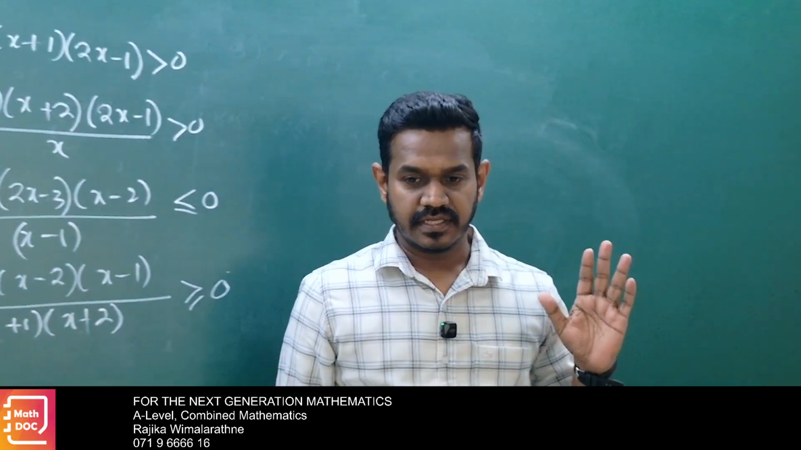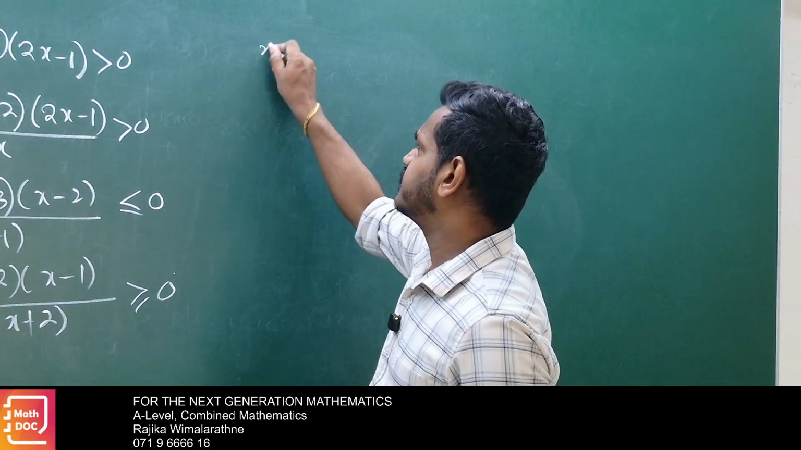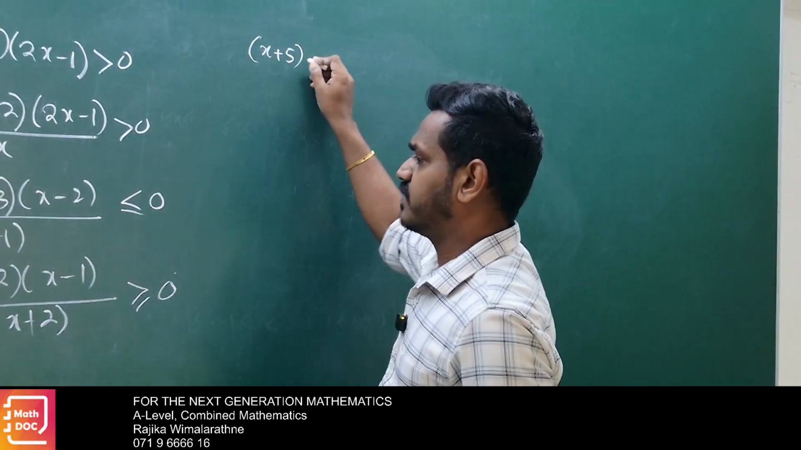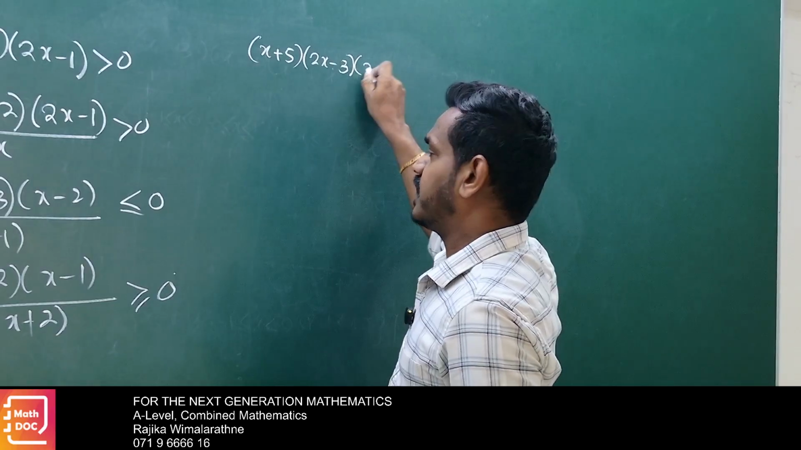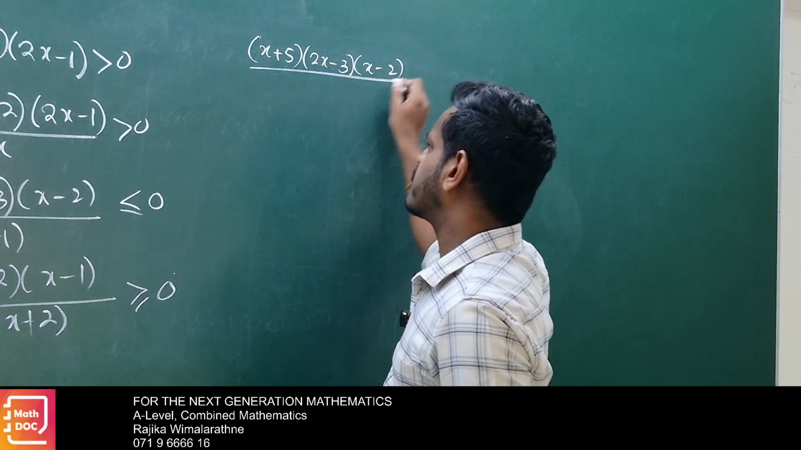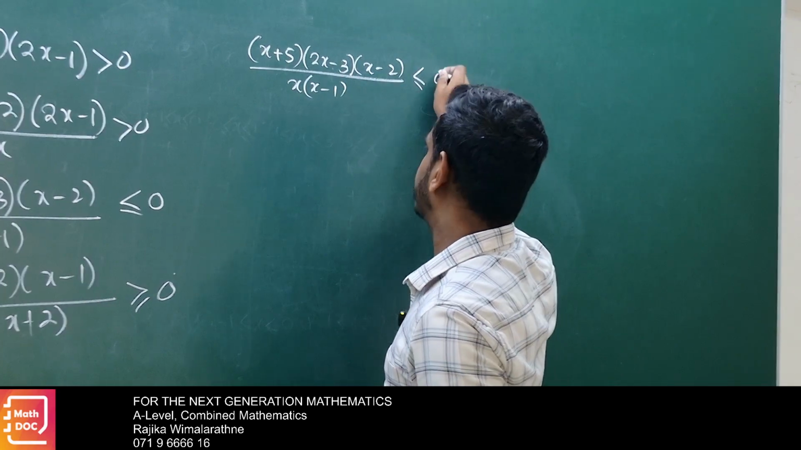Okay, the next, so we have (x plus 5)(2x minus 3)(x minus 2) over x minus 1 less than or equal to 0. There's equality, we have to think.